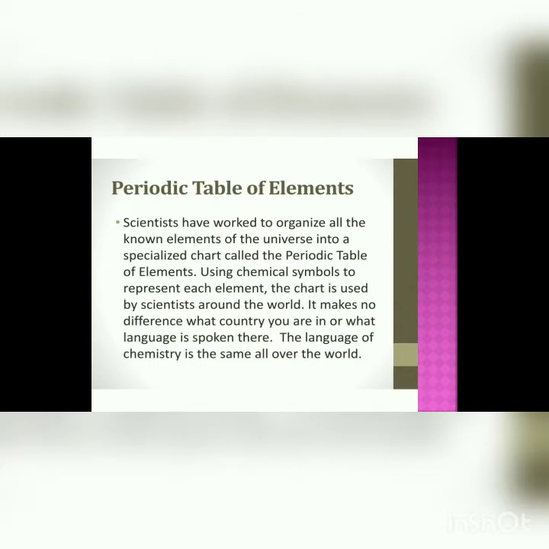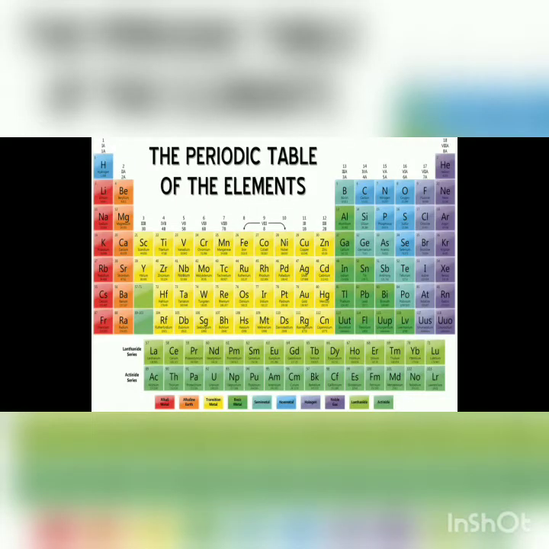Now we will see how the periodic table looks like. You all can see the image given below. This is an image of the periodic table. There are a total of 118 elements in this periodic table. Now we will come to the main subtopic, names of the elements.